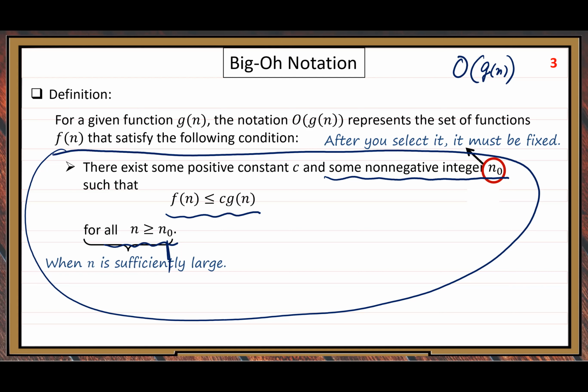I can say it in this way: there exists some positive constant c such that f of n is less than or equal to c times g of n when n is sufficiently large. So we do not need to talk about n0 explicitly. That's another way to get around an explicit n0, but they have the same meaning. But in some questions, sometimes we need to find those n0.